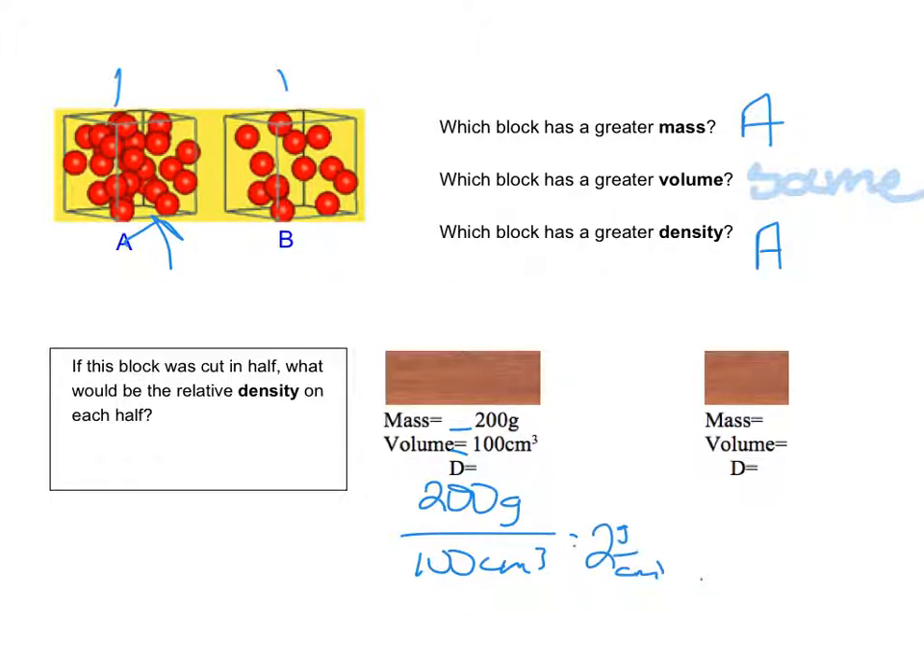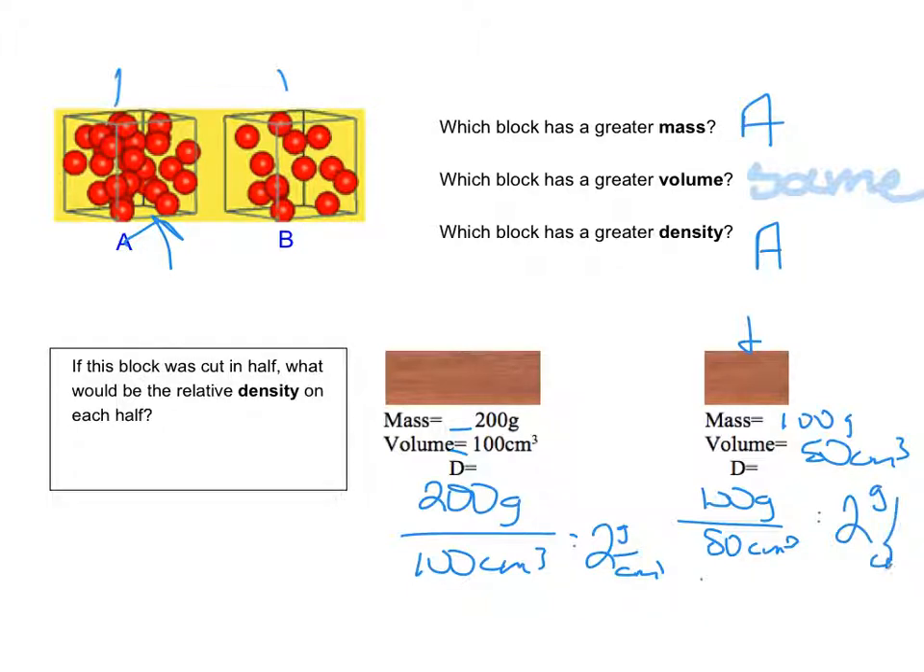Let's look at what happens if we cut the block in half. Okay, so we have half of it over here. The mass would be halved, so we would have half as much mass, 100 grams, and half as much volume. So the density would then be 100 grams divided by 50 centimeters cubed. Guess what? The density would be the same, 2 grams per centimeter cubed. The halves would be the same.